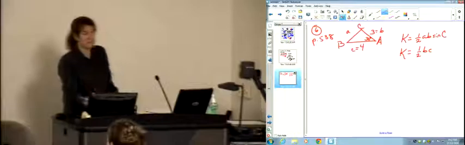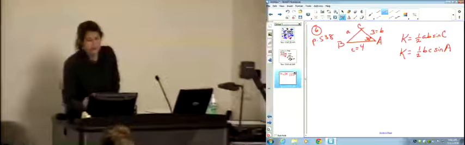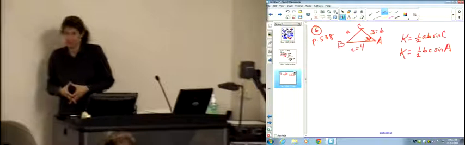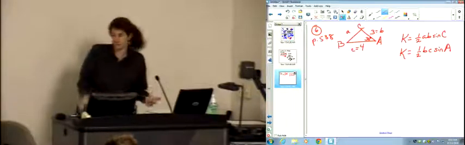Okay, so I'm going to write it in the formula first, and then I'll come back and put in the numbers for you there. K equals 1/2 BC sine A. So when we know side-angle-side, it's going to be 1/2 times the two sides times the sine of that angle that's in between them. We're still using trig to get the area of the triangle.